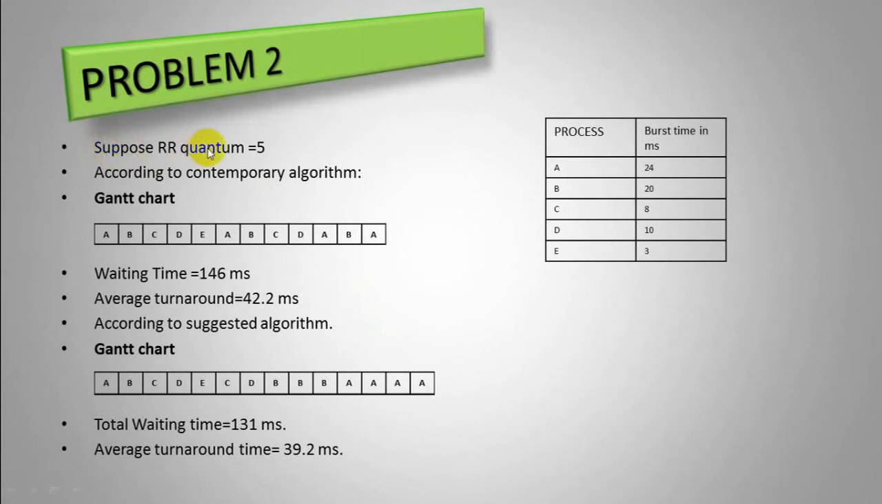Then consider without arrival time. Suppose the RR quantum is equal to 5. Then according to the contemporary algorithm, waiting time is 146 milliseconds. Average turnaround time is 42 milliseconds. According to our suggested algorithm, total waiting time is 131 milliseconds. Average turnaround time is 39.2 milliseconds.